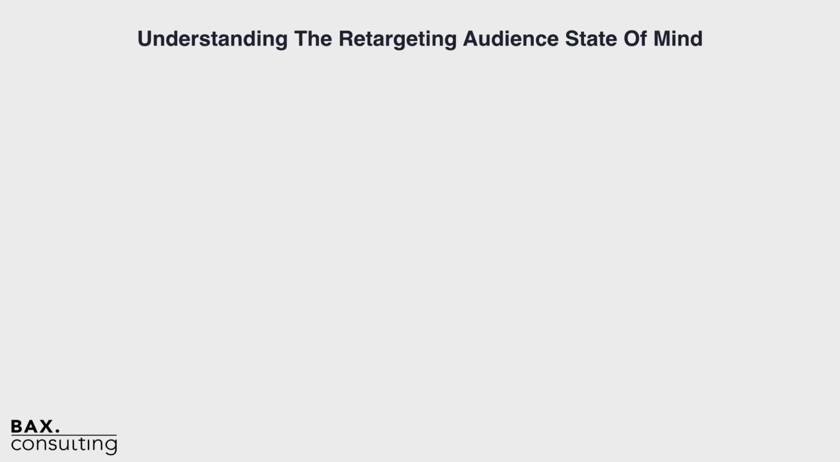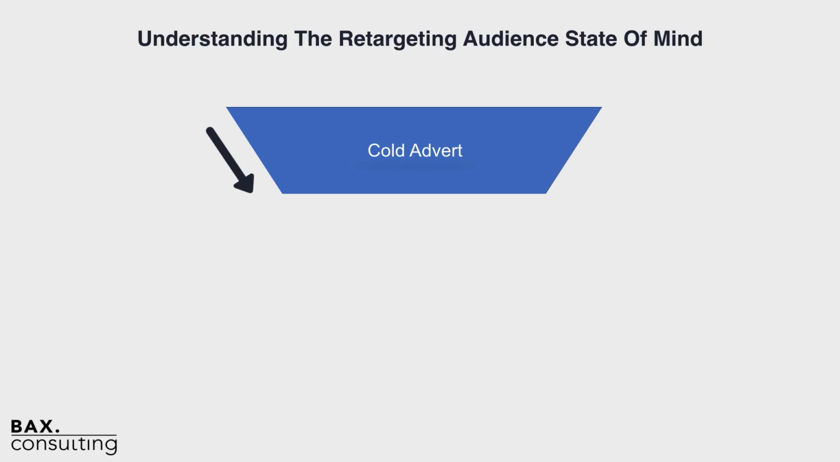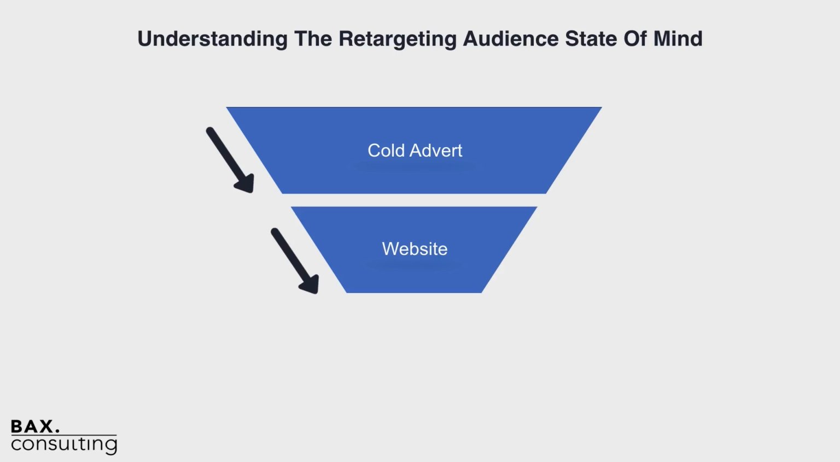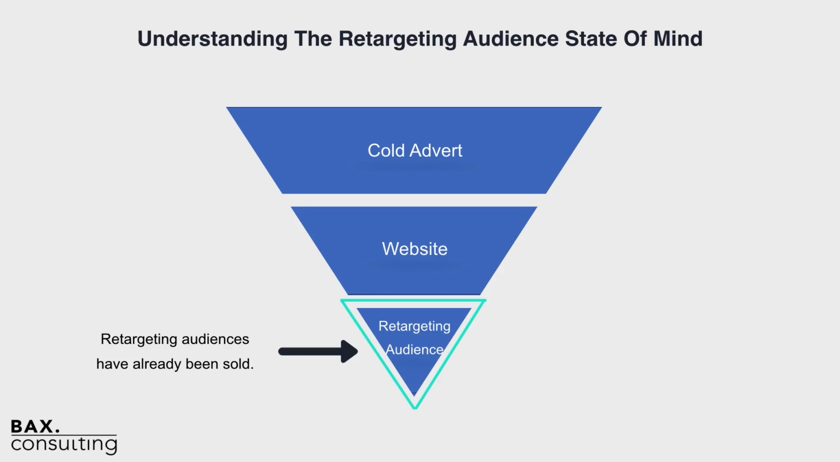So here's a really good graph that shows you the retargeting audience state of mind. So they see your cold advert, then they go to your website, and then they become your retargeting audience. So that retargeting audience, right, it's already been sold. They know what your product is. They know what it does. They know the price of it. They know how it can help them. They know why it can help them. They've seen reviews.